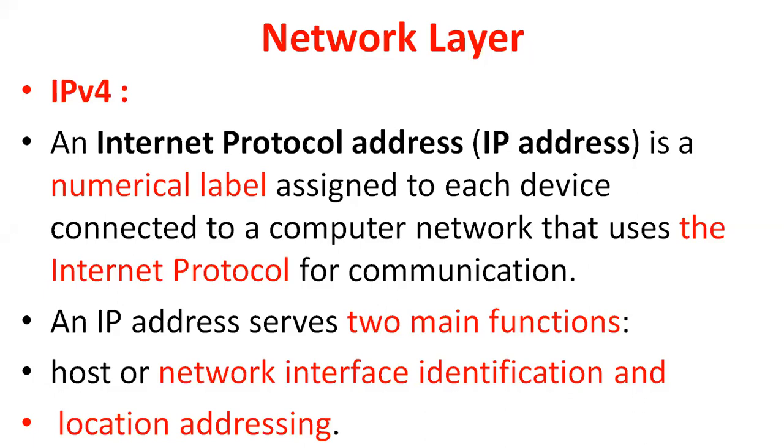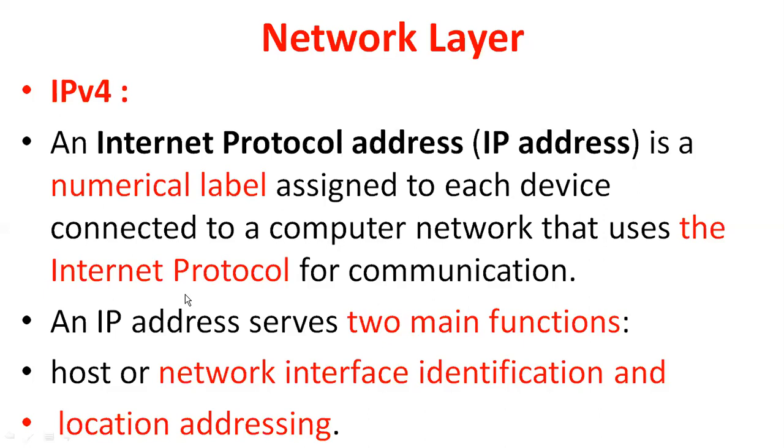Class A addressing, class B addressing, from where to where, 127 to 194, 194 to some other, to 224. Like that, the addresses are divided into five different classes. That is called IP addresses, assigned as numeric addresses.